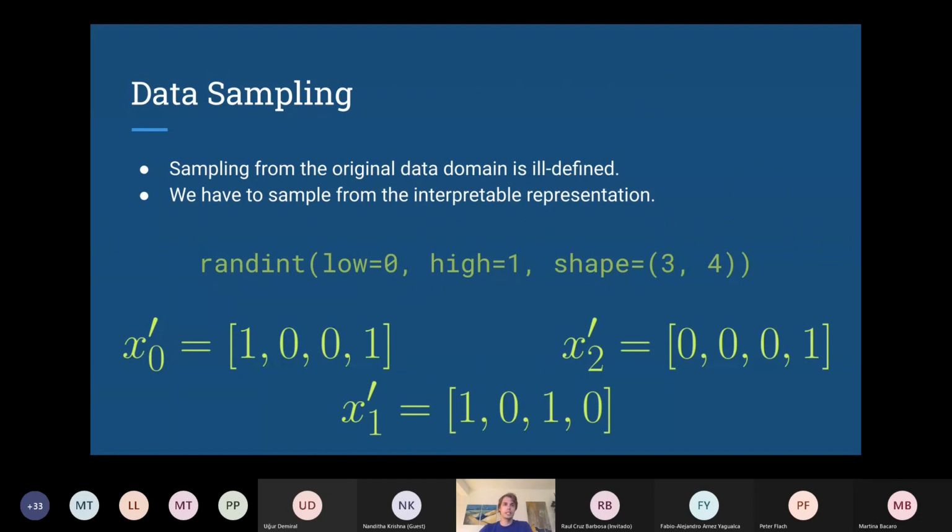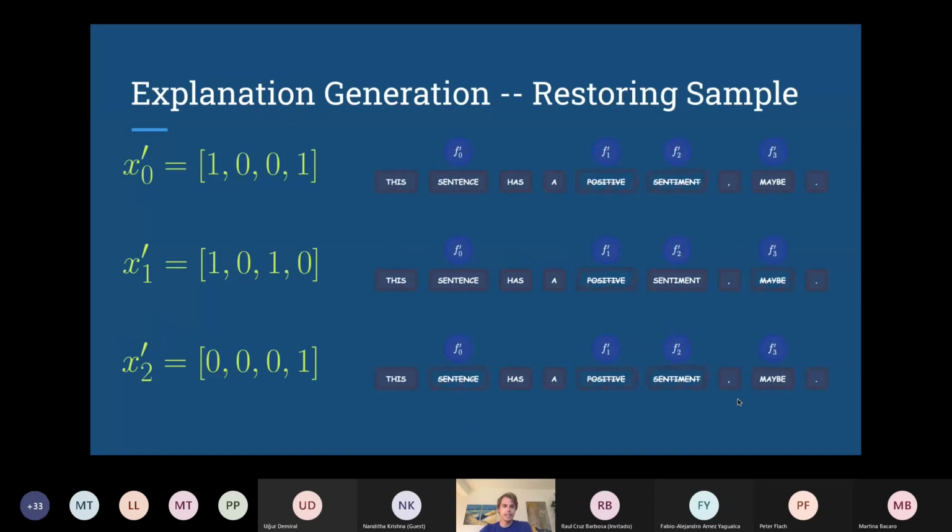Then we move on to the next step, which is data sampling. Sampling from the textual domain is ill-defined in this case, so we will have to sample from the interpretable representation. This means that we'll basically draw different vectors from the 0-1 space. And like I said, this means that we basically remove some of the tokens from our sentence.